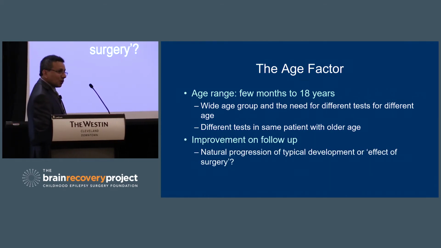And the improvement on follow-up. Sometimes you do surgery on a 15-month-old child, and then 6 months later they come, they are flowing with their language production. Is this part of the normal development, or is it because of the surgery? It's not always easy to separate that out.